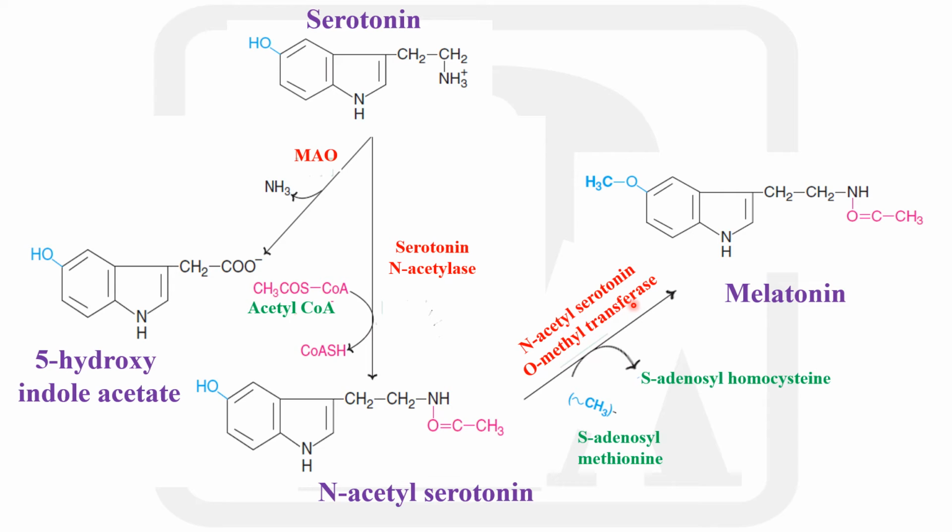This N-acetyl serotonin reacts with the enzyme called N-acetyl serotonin O-methyl transferase. It transfers a methyl group to the oxygen. That's why the enzyme name is O-methyl transferase. It needs the methyl, and that methyl is donated by S-adenosyl methionine. Which is the donor? S-adenosyl methionine. Because of the removal of the methyl, it is converted to S-adenosyl homocysteine. The methyl is added to the oxygen, that's why we get a methoxy here. So this would be the structure of melatonin.